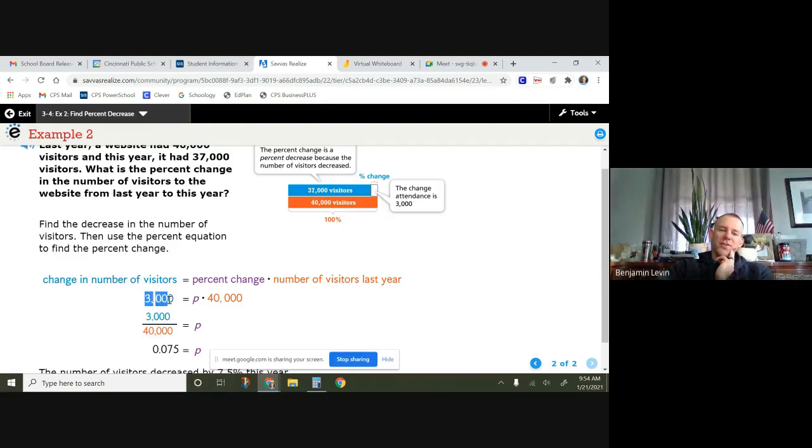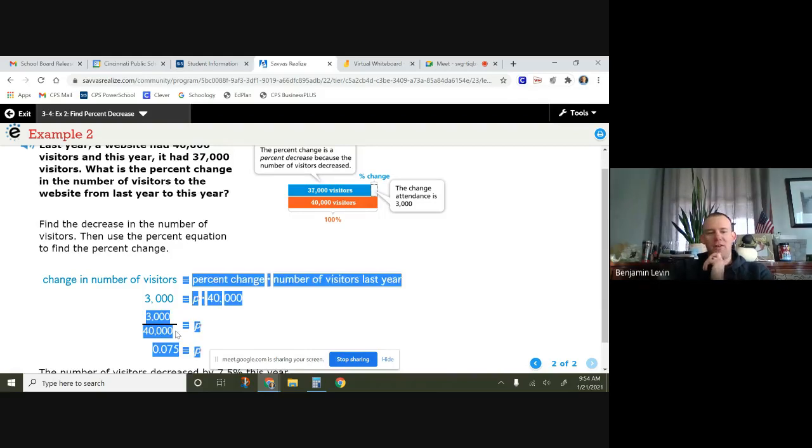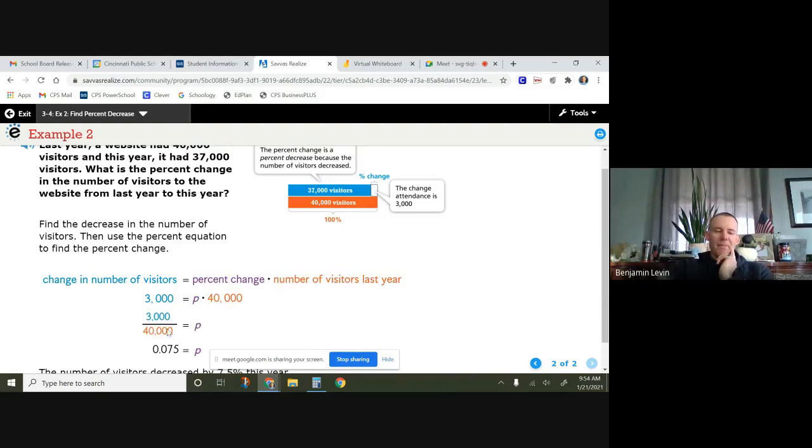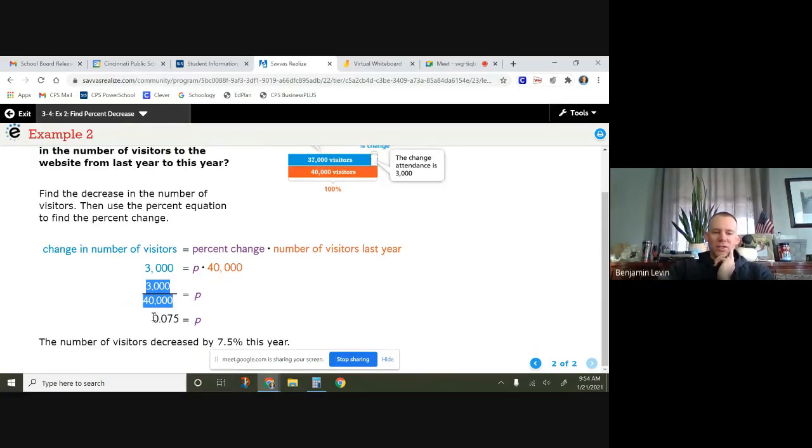We know that the change in visitors was 3,000, and we know that last year there were 40,000. So you end up dividing both sides by 40,000 to cancel this out, and you get 3,000 divided by 40,000. That's it. That'll give you the percent decrease, which is 0.075. That's not a percent. That's a decimal.